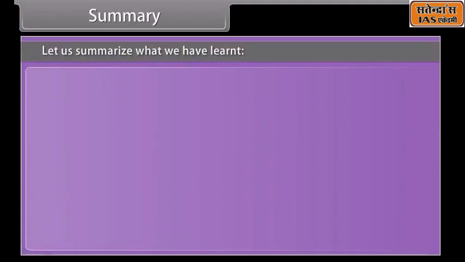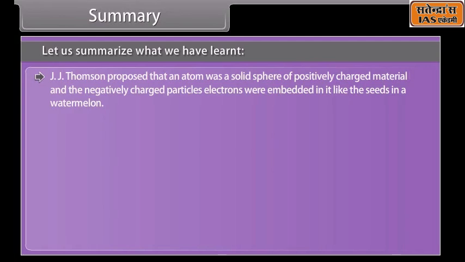Summary. Let us summarize what we have learned. J.J. Thomson proposed that an atom was a solid sphere of positively charged material and the negatively charged particles, electrons, were embedded in it like the seeds in a watermelon.